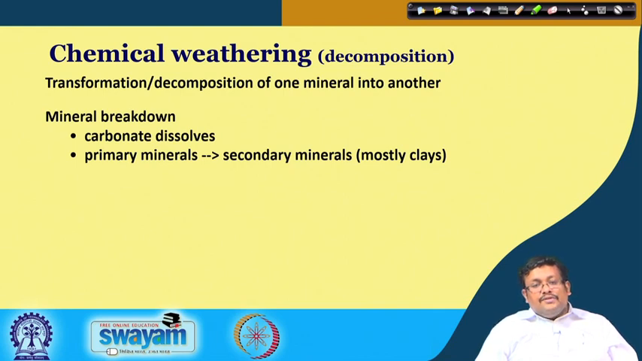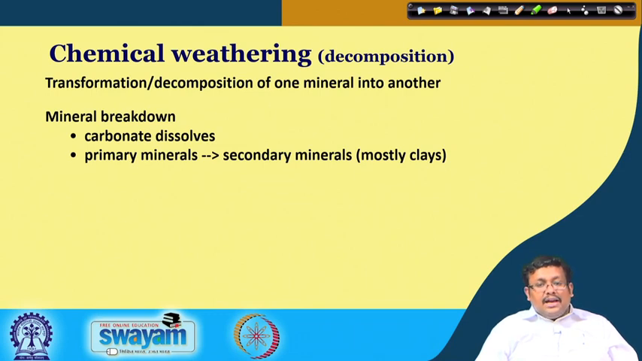And we talked about different types of weathering like physical or mechanical weathering, chemical weathering, as well as biological weathering. We talked about why we call physical weathering disintegration, why we call chemical weathering decomposition, and why biological weathering is a combination of both physical weathering and chemical weathering. We talked about different factors which are responsible for physical weathering.